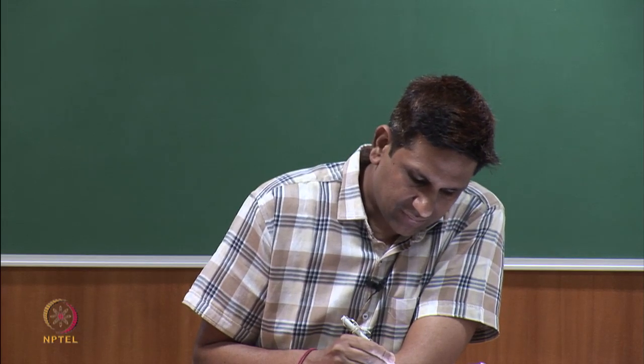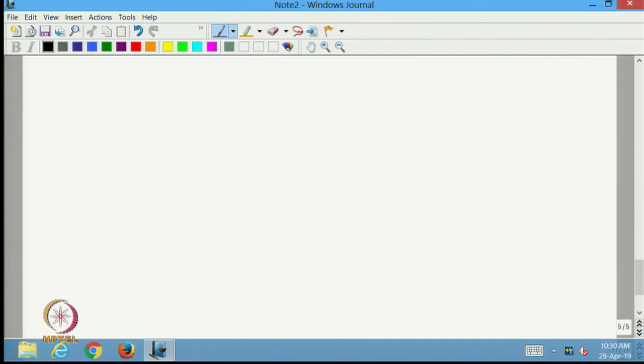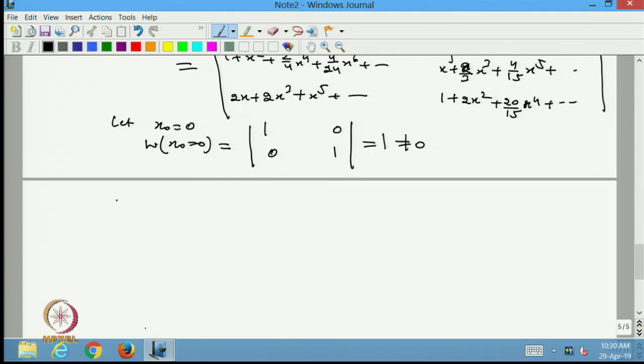So, now let me take x naught equal to 0 and try to find the Wronskian at x naught. If I take x naught equal to 0, it will reduce to 1, 0, 0, 1, just by putting x equal to 0 in the given polynomials, and this value will be 1, which is never 0. And we know from the previous lectures that in this case my Wronskian at x naught equal to 0 is 1.